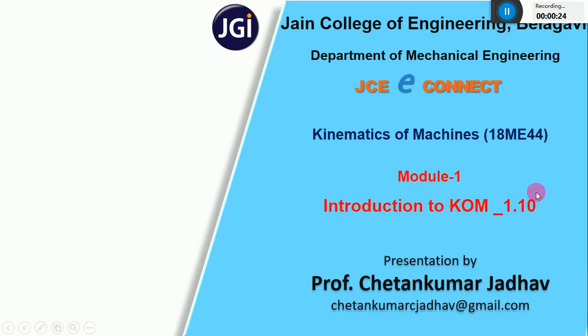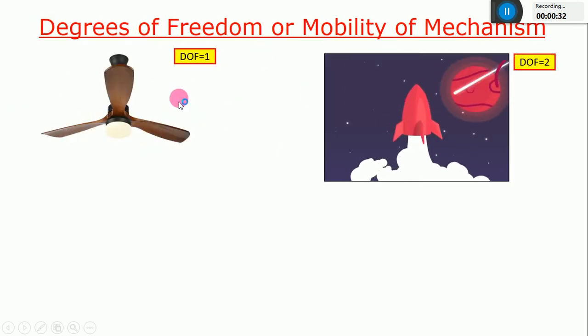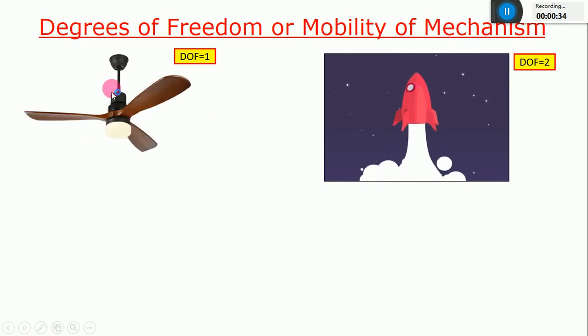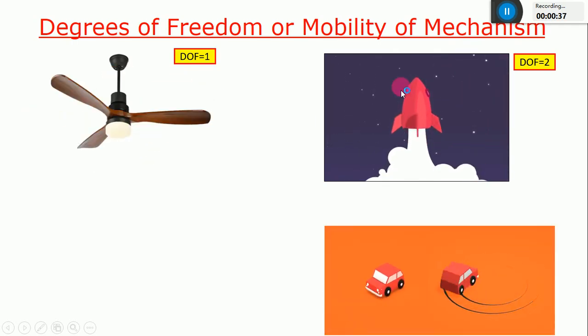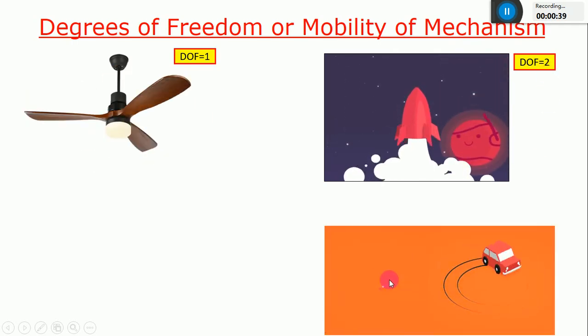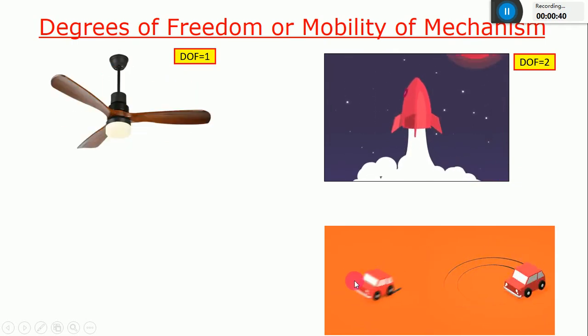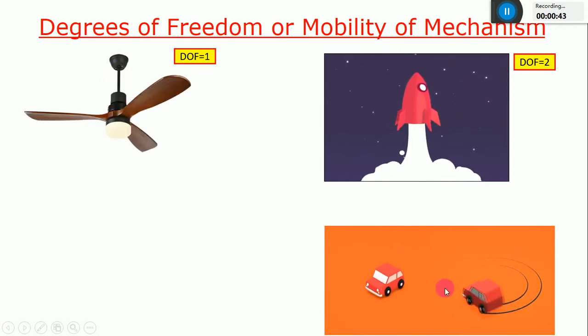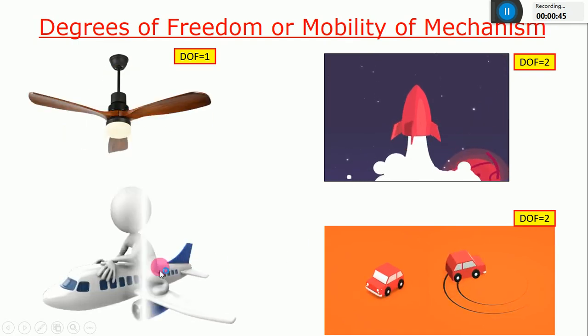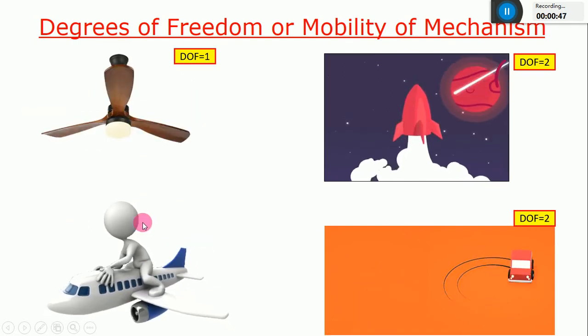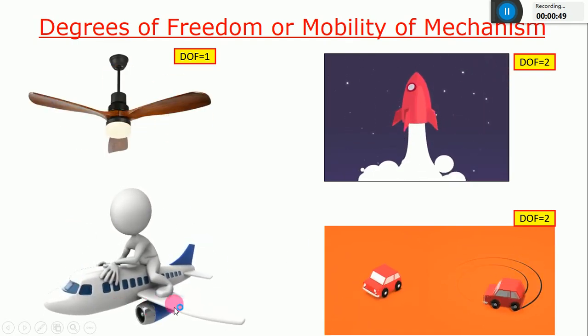So this is your 10th class of your subject kinematics of machines, and in the previous class we have discussed the degrees of freedom of different objects. You can see the degrees of freedom of a fan is 1, and the degrees of freedom of a rocket is 2, and similarly the degrees of freedom of a vehicle, you can say a car, is also 2. And when you consider an aeroplane, the degrees of freedom of an aeroplane is 6.